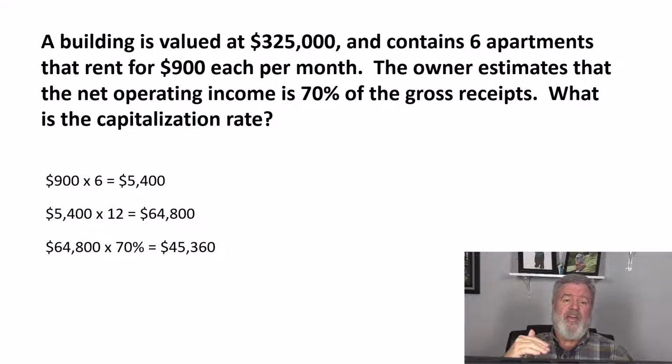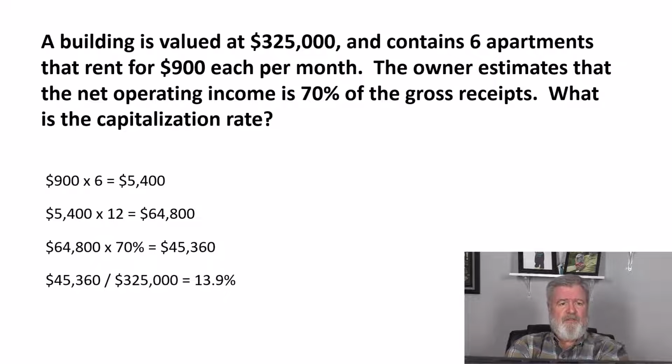But if they gave you the cap rate asking for the value, then you just take your net income divided by the cap rate, and that would give you the value. So the key is, if I can figure out the annual net income, all I do is divide it by one or the other, and they have to give you one or the other, right? So in this question, I divide it by the $325,000 value, and that gives me a cap rate of about 13.9%.